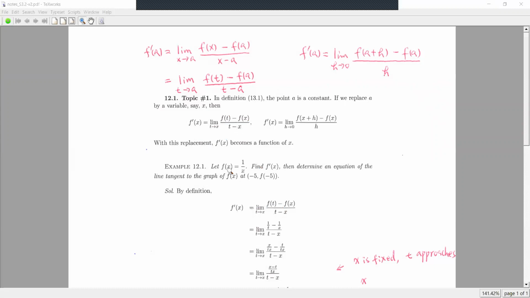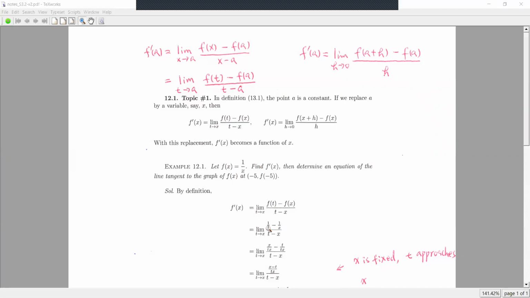f of t, plug in t in the x here, then f of t is 1 over t. So 1 over t here. Minus f of x is 1 over x. In this limit, x is fixed. t is approaching x. To find this limit, I can use direct substitution.